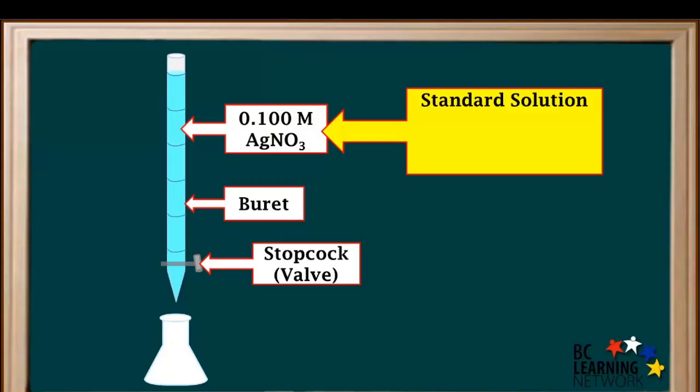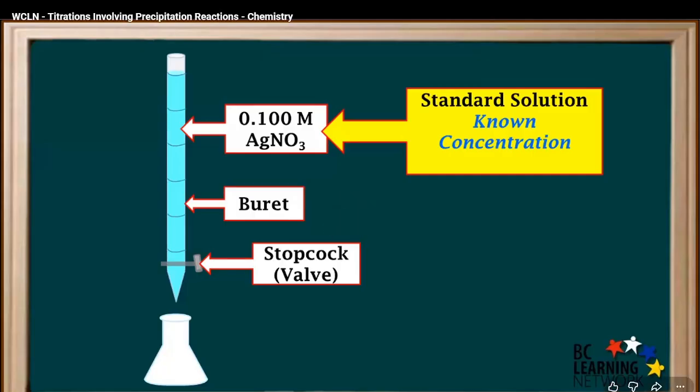We know the concentration, so that is called the standard. The solution in the burette is called the standard solution. The standard solution has a known concentration. In this case, it's 0.100 molar AgNO3. The standard solution can also be called the titrant.